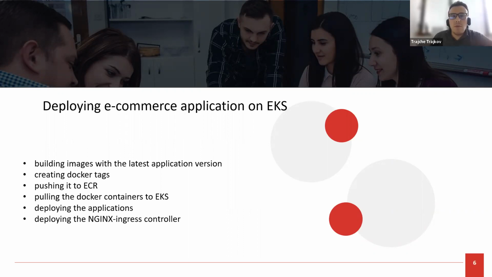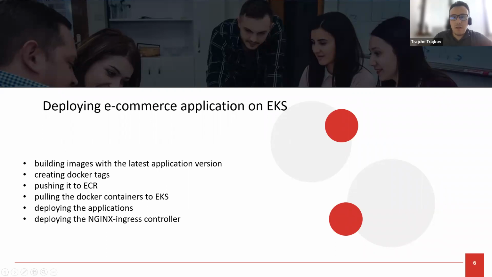And when we are done with the push, we are going to create a connection from our AKS cluster. We are going to basically pull all of the containers from that registry. And after we deploy all of the applications, we are going to deploy an Nginx ingress controller that will help us handle the load balancer.